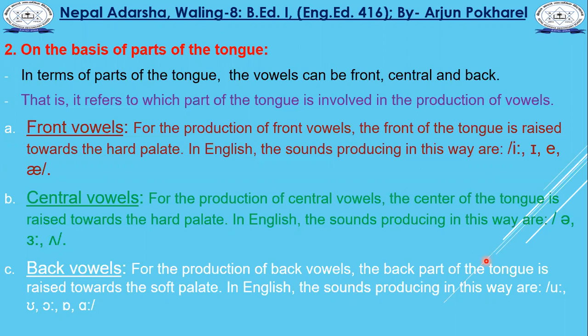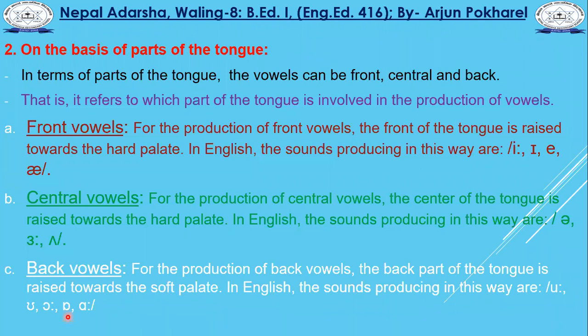So for the production of back vowels, what happens? The back of the tongue is raised towards the soft palate. In English, the sounds produced in this way are the back vowels: this is long oo, this one is short oo, and this is short o only. The back part of the tongue is raised towards the soft palate.